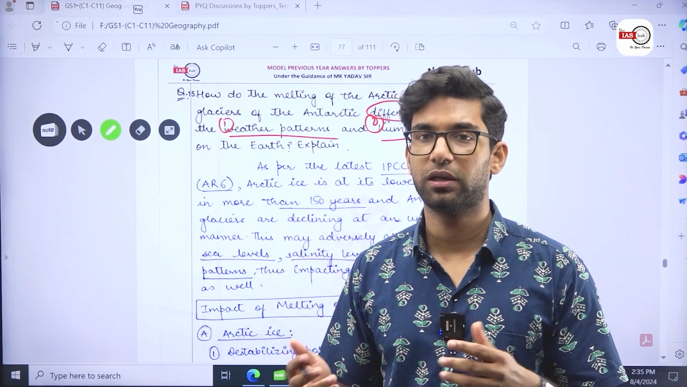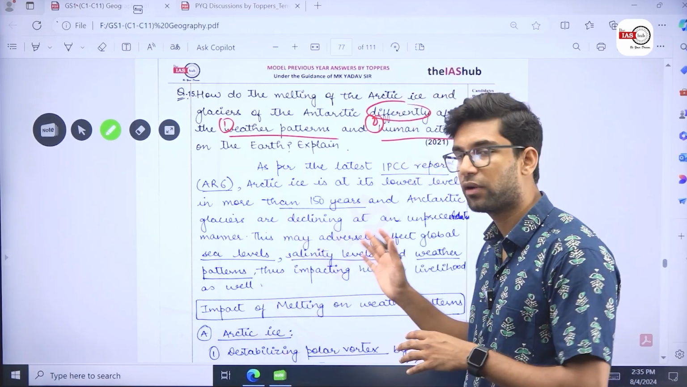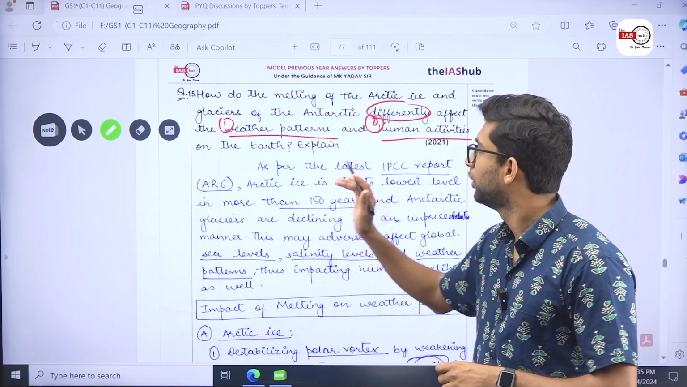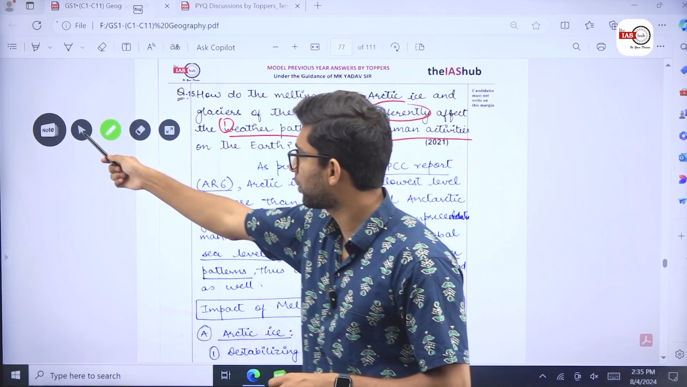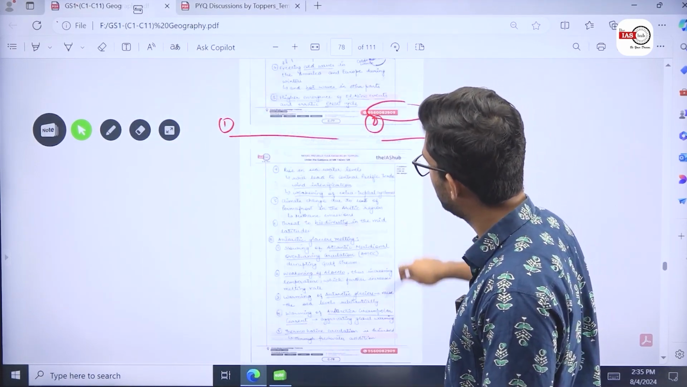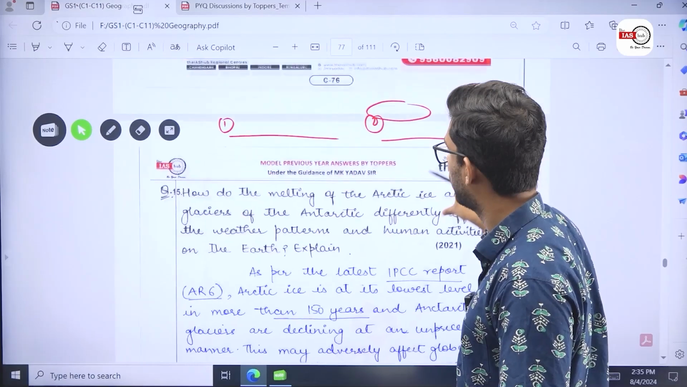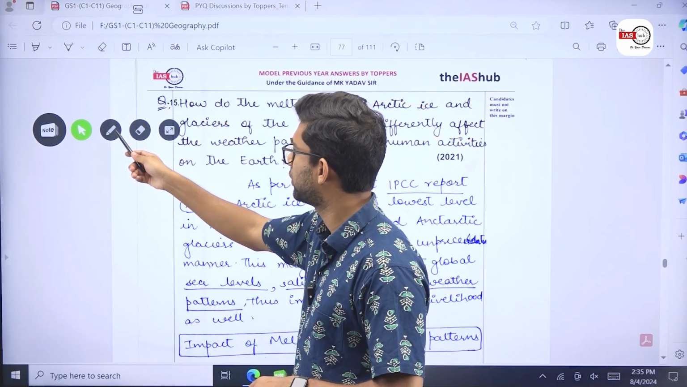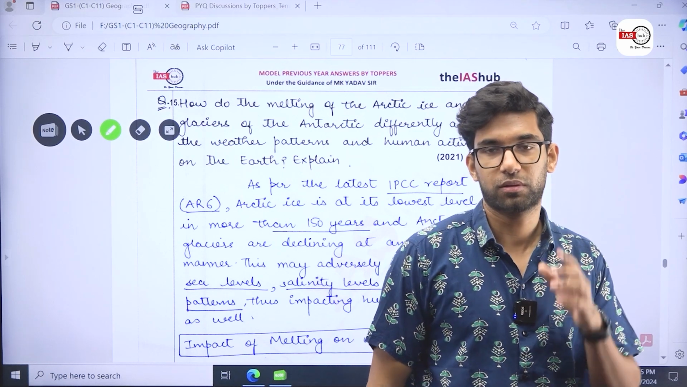So as such, we don't study it. In that way, it's a difficult question. It's very difficult to attempt this question. And on top of that, the problem is this is a 15-marker question, and it'll be very difficult for us to write 3 pages on this whole thing. Because of this reason, I don't think that this question is easy. It's a difficult question, number one.